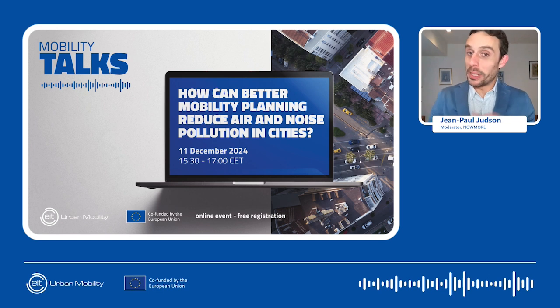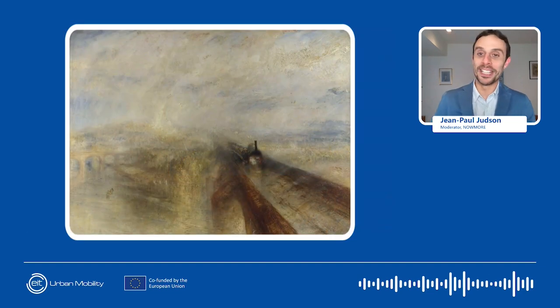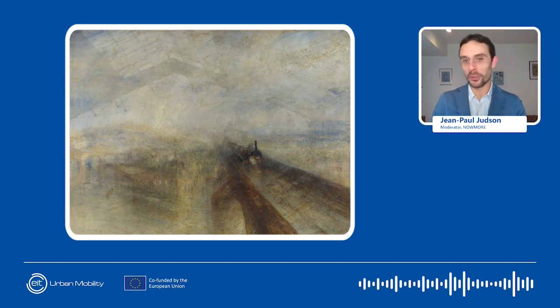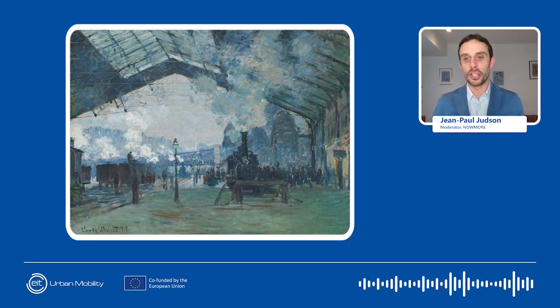In this episode, we will be discussing how urban mobility planning can reduce air and noise pollution in cities. What was captured for eternity in the paintings of Turner, Monet, or Pissarro were the cities of the Industrial Revolution, where coal-powered factories and transport were pouring nitrogen oxides, sulfur oxide, smoke, and other particulates into the air.